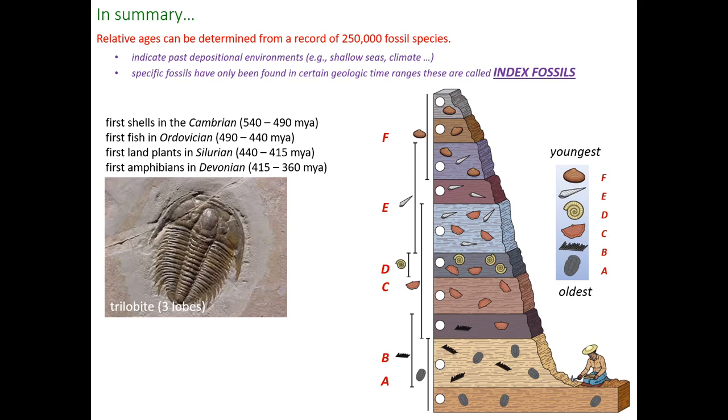So relative ages can be determined from a record of, we have identified in paleontology, 250,000 different fossil species. Okay. Keep in mind that this represents, how many different animals and organisms are there right now? I don't really know the answer to that, but it's millions and millions and millions. I think it's probably something like maybe tens of millions. So the fact that we've only discovered 250,000 fossil species means that probably we are seeing just a drop in the bucket. It's really kind of amazing.